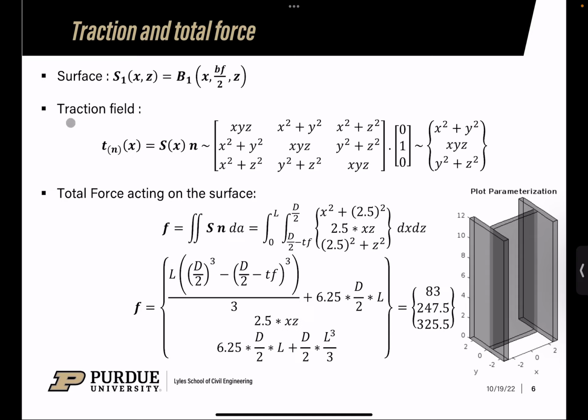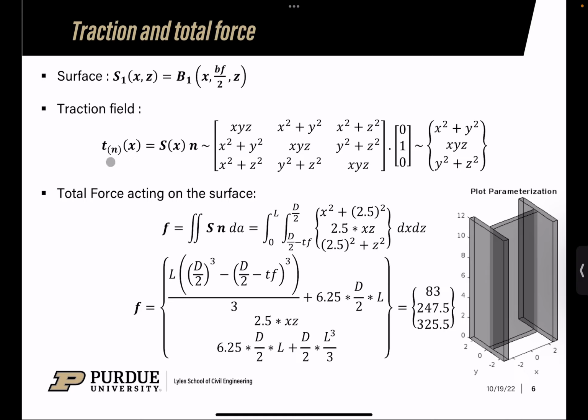So the surface I've chosen is this one, and the limits would be 0 to L, varying in positive E3 direction. In the positive E1 direction, it would be varying from d by 2 minus tf to d by 2, and in the E2 direction, it would be just plus bf by 2. So here are the limits.